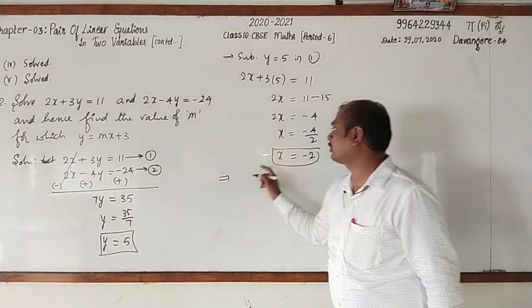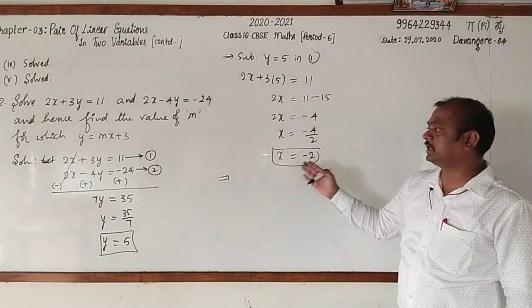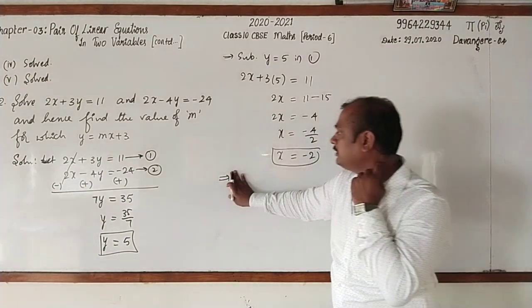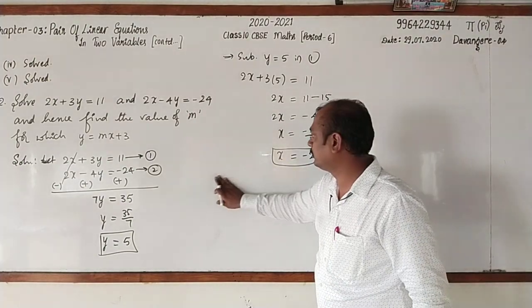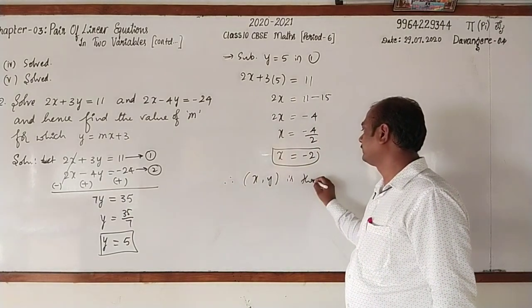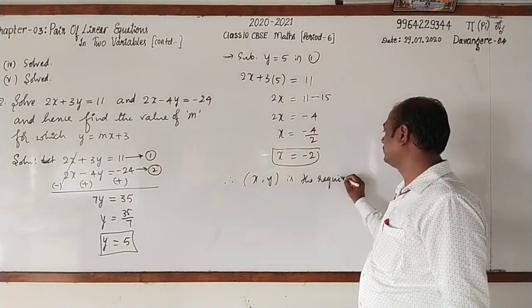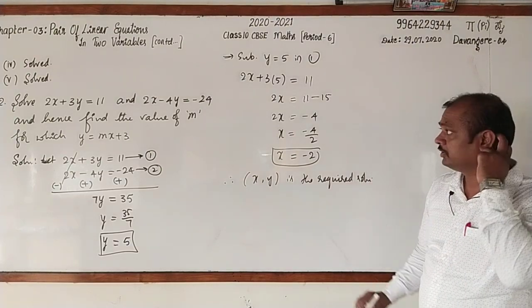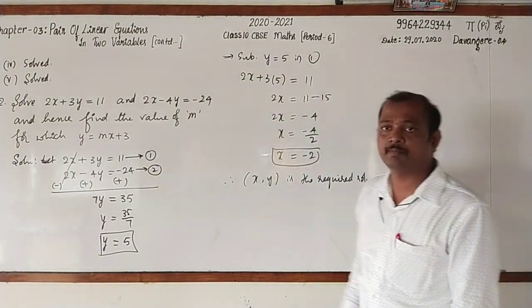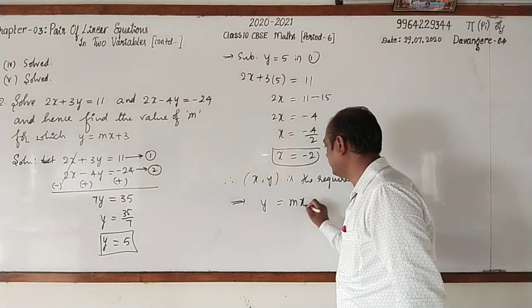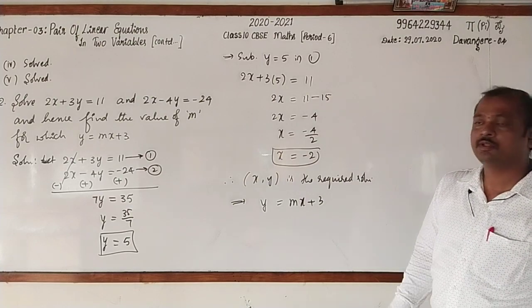See that we have got both the values, x and y. First, what has been given? Solve x and y. Both are solved. Therefore, I'll write x comma y, that is (minus 2, 5), is the required solution. Then what is the sub question? Find out the value of m, for which y is equal to mx plus 3.